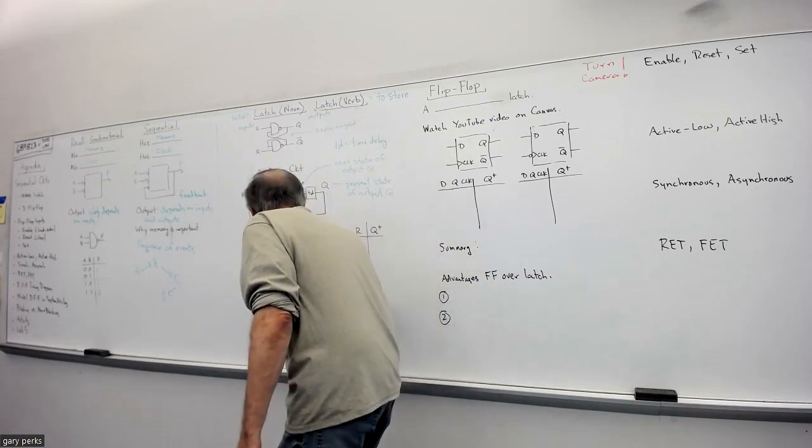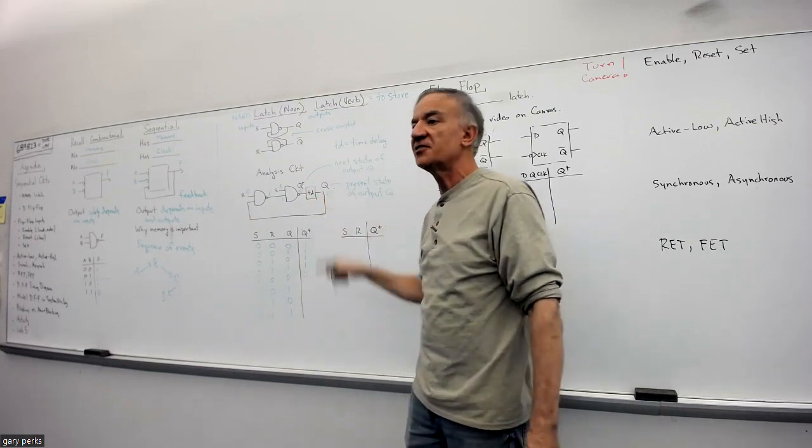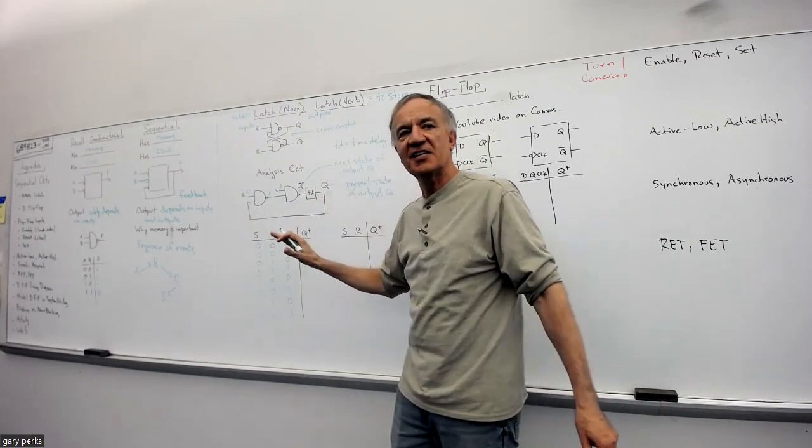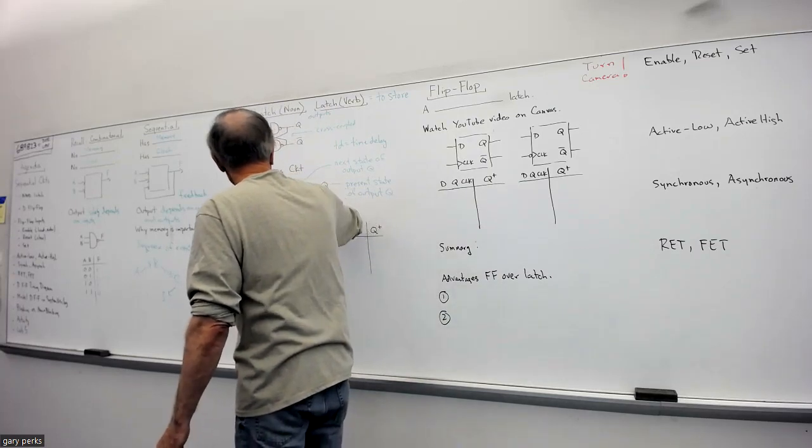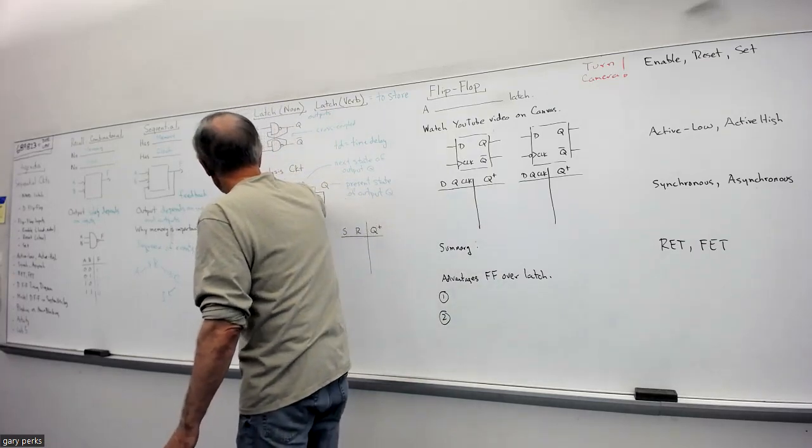Okay, so is this all making sense so far? Because if this is all making sense, the rest of it's just more of the same, right? Just different inputs here. So, okay, let's do the next row.